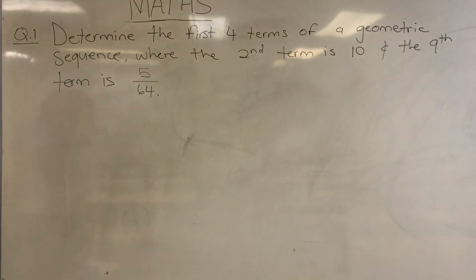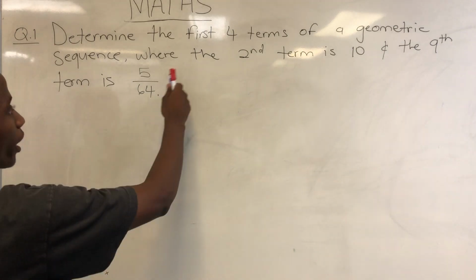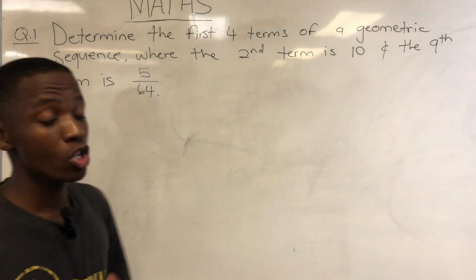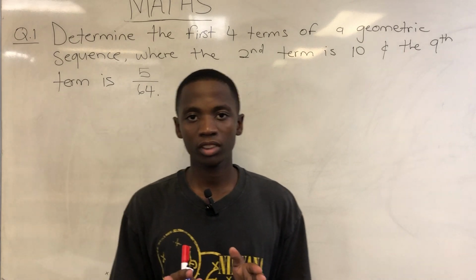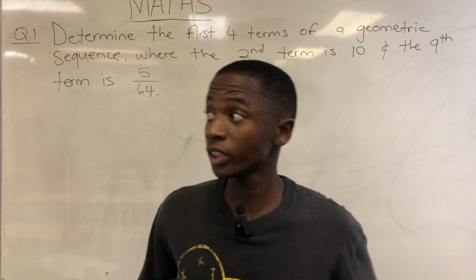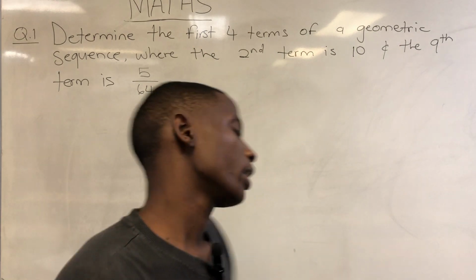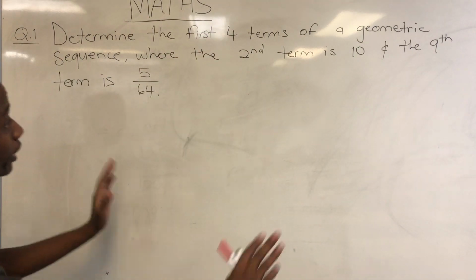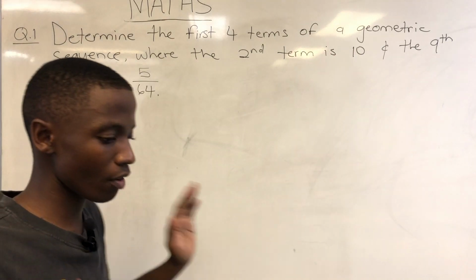Today let's look at this question. Determine the first four terms of a geometric sequence where the second term is 10 and the ninth term is 5 over 64. So please pay some attention on this one, guys, because I think it's one of the trickiest or most complicated ones in geometric sequences, whereby you are only given certain terms of the sequence, maybe only two terms. Look, we have to determine the four terms, okay? Only given that the second term is 10 and the ninth term is 5 over 64.